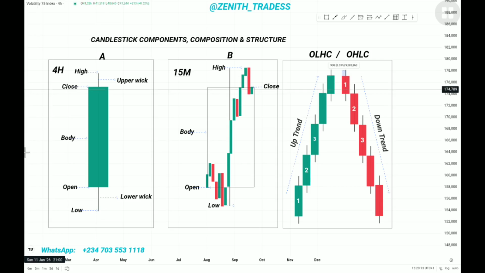So it is key to our entry criteria, and that's why we studied the components, to know what the opening price is. This is the opening price, this level, this is the opening price. So this is the composition.